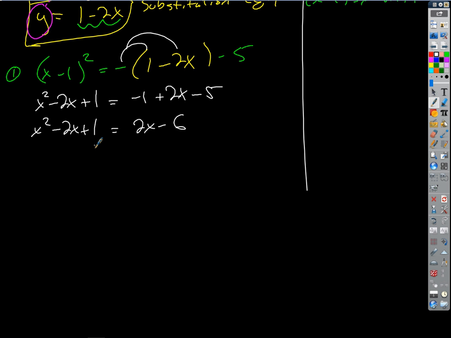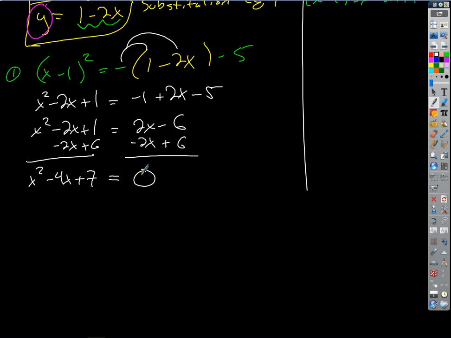Which side do we want to collect everything on when we combine like terms? Right side, because we want x squared to be positive, right? The coefficient of x squared. So we'll subtract 2x from both sides. We'll add 6 to both sides, right? And then we end up with, what, x squared minus 4x plus 7 equals 0. Quadratic equation in standard form.